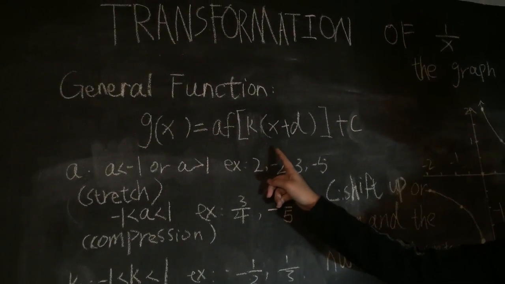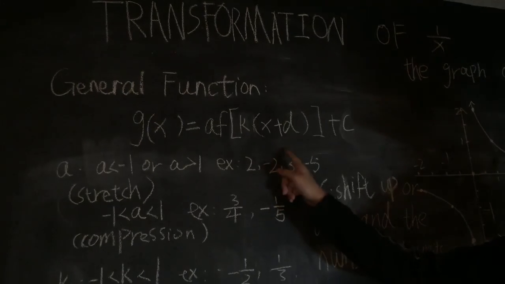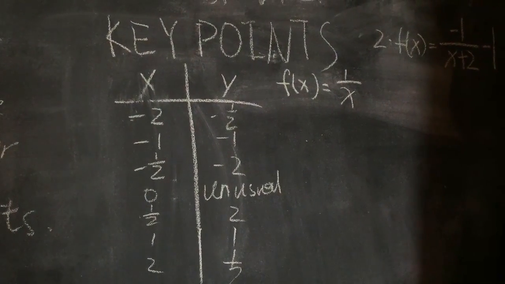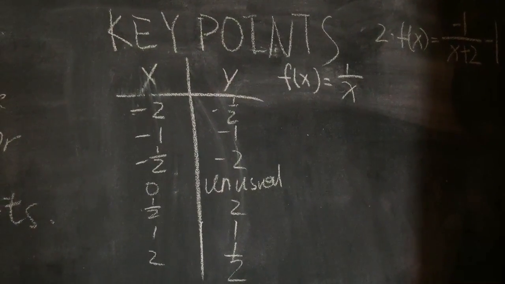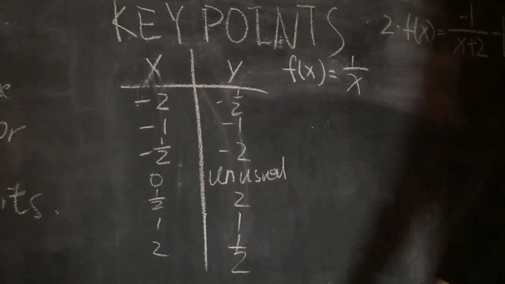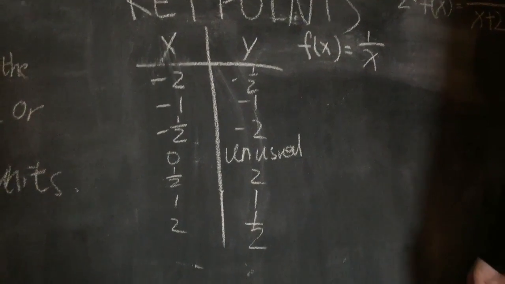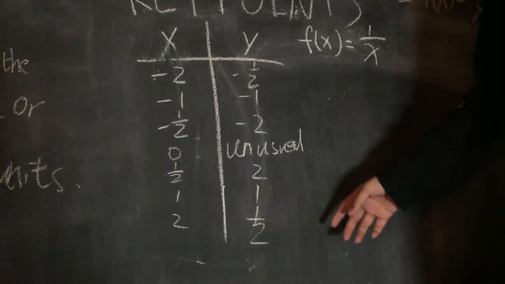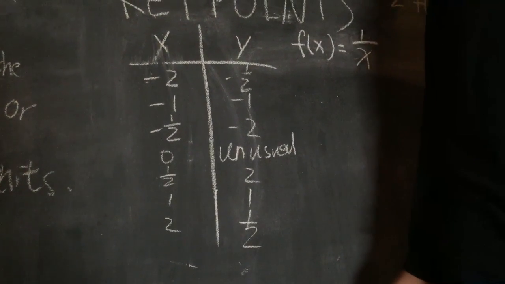So first, we will show you the general function I have shown on the blackboard. Before we explain the formula, we have to know the key points of f(x) = 1/x. In this form, I have to remind you that when x equals 0, the y is not defined, because it's x and y.